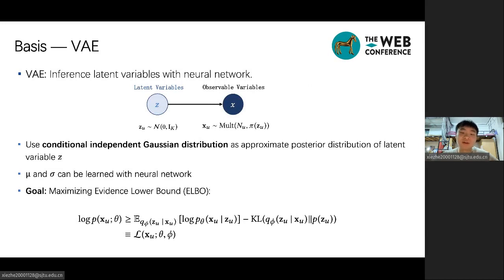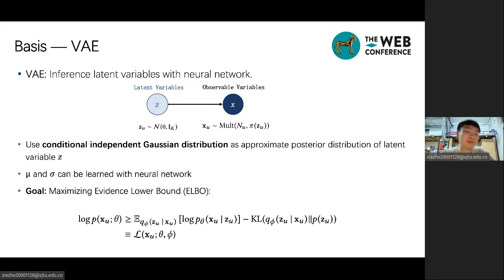The basis of ACVAE is the variational autoencoder, VAE. This is actually based on a generative model like this. This is an observable variable X, and it has a conditional probability given the latent variable Z. In recommender systems, X is the item, and we need to infer the latent variable Z according to the item X. So the variational inference method is employed in VAE.